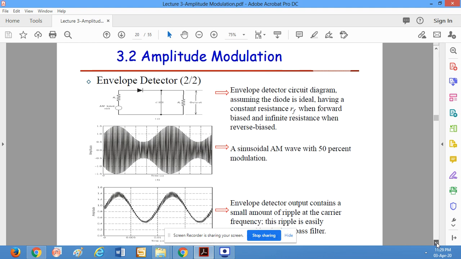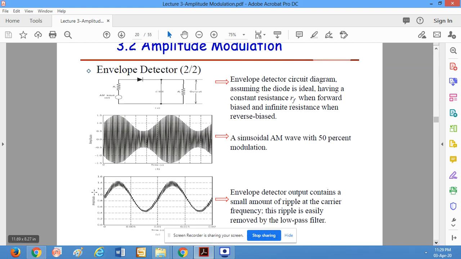Now look at this, the envelope detector. The problem with this wave from the envelope detector, which is defined over here, is that it has some ripples. It should basically be smooth, but it is not smooth. It has some ripples in it, which is not required. So these ripples, which are the unwanted part, can be removed using a low pass filter.